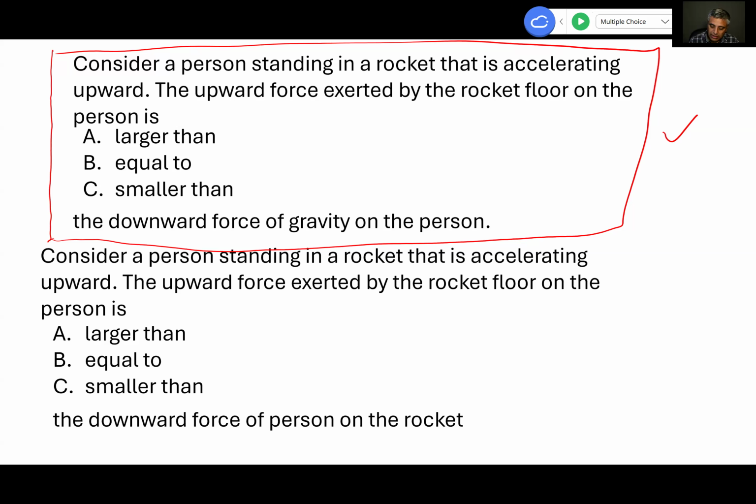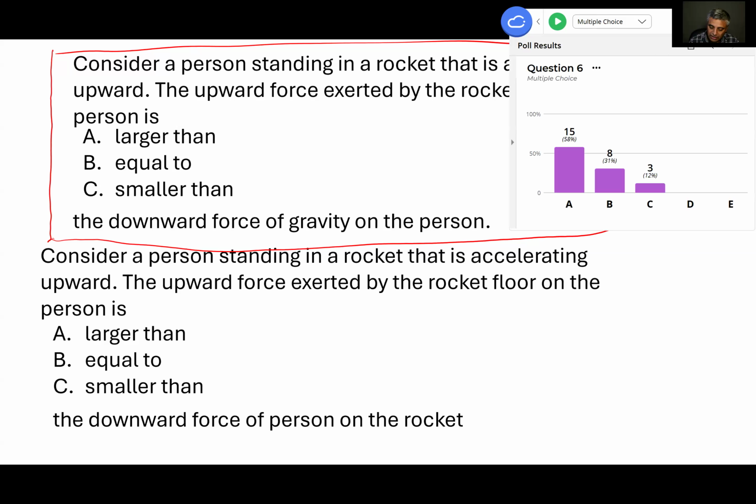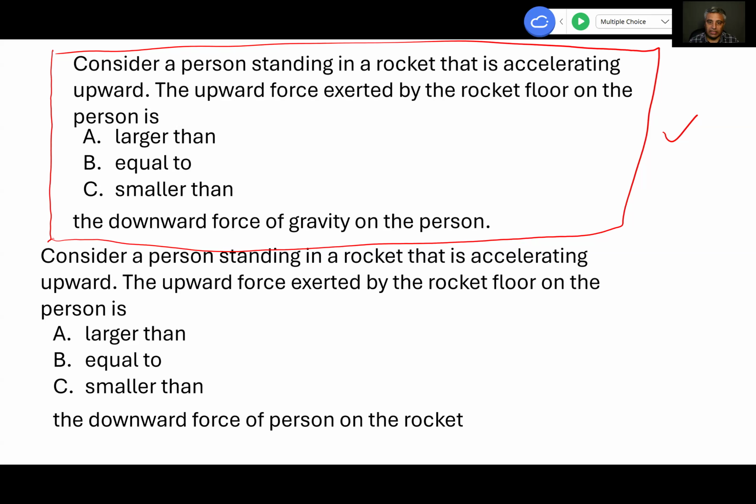Okay, let's see how we did here. So mostly A, which is the correct answer. And I know from that elevator example, remember, the elevator was accelerating up and the reading was larger. But how do you do it systematically? You draw a free body diagram.